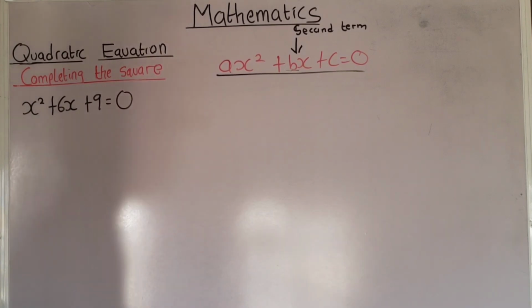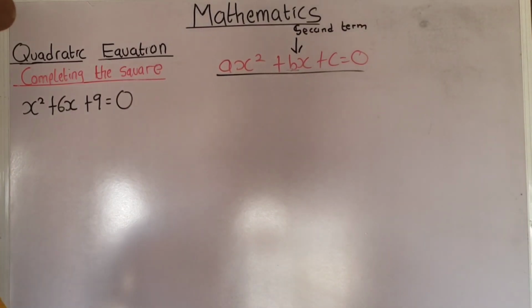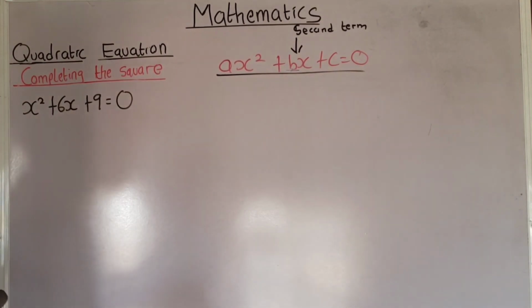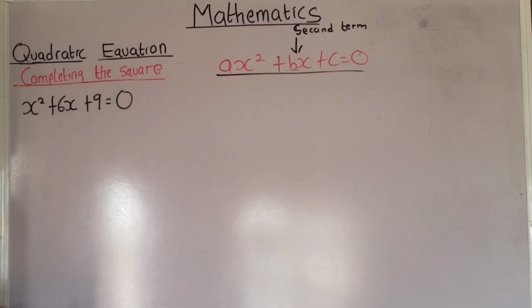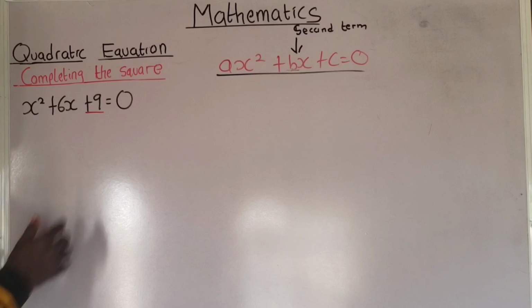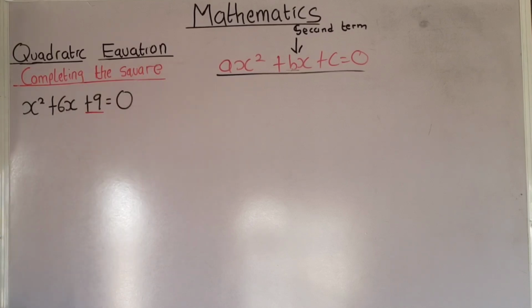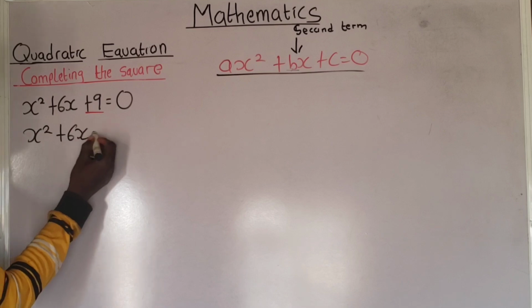The first step is that we are going to take the constant term to the other side of the equation. You understand? Please listen to the explanation again. The first step is that we are going to take the constant term to the other side of the equation. The constant term in this quadratic equation is what? Plus 9. So I'm going to move plus 9 to the other side of the equation. Hence, I'm going to have x squared plus 6x equals negative 9.